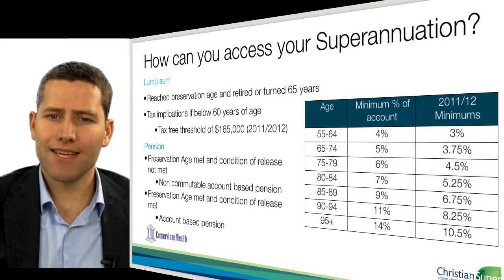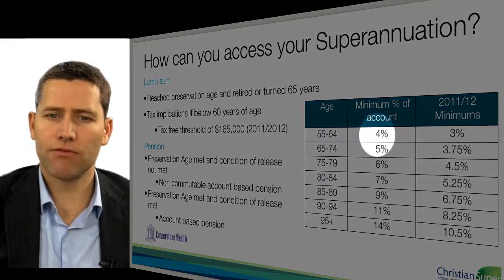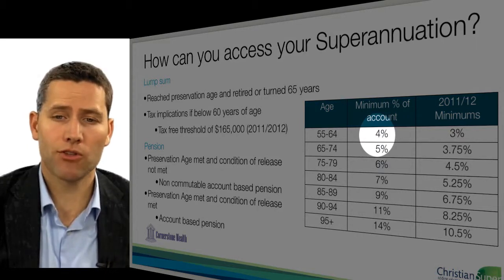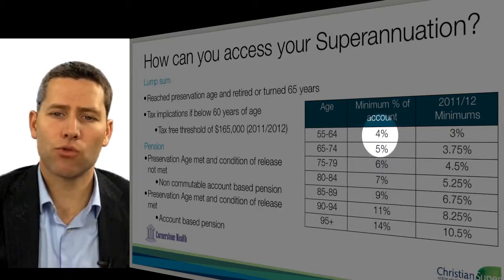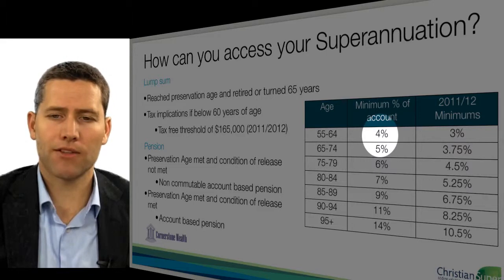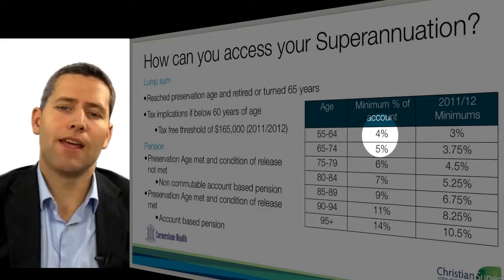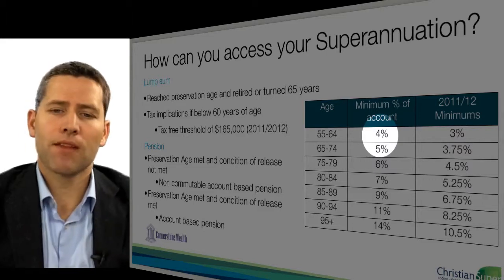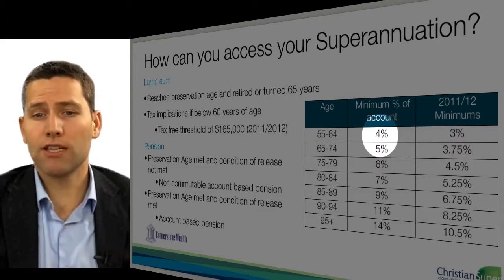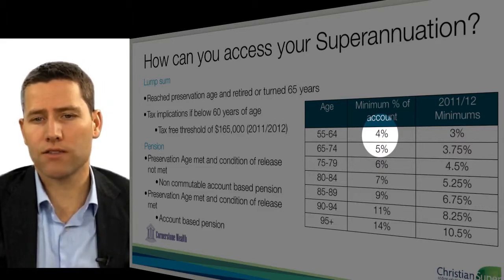They are normally these figures here. So from age 55 to 64, if you've started a pension with your superannuation money, you need to withdraw at least 4% of the balance. So if you've got $100,000 in your super fund and you've moved it to pension phase, then you need to withdraw generally 4% of the balance, or $4,000.